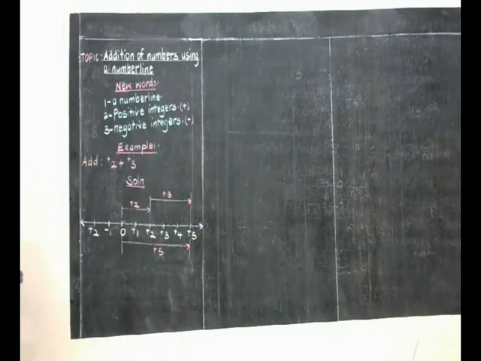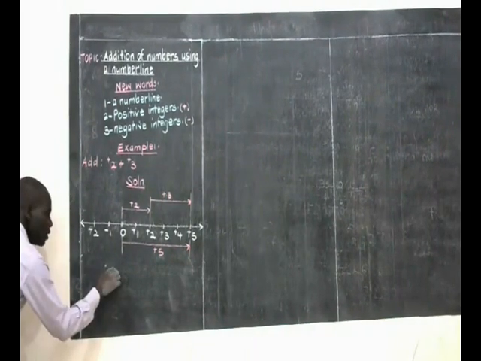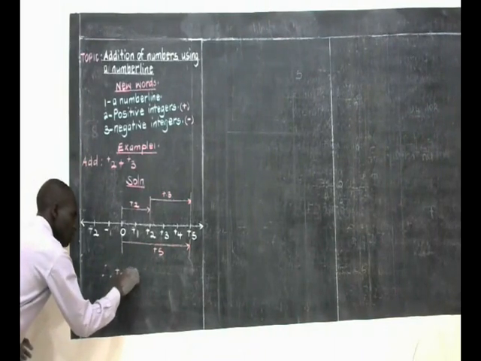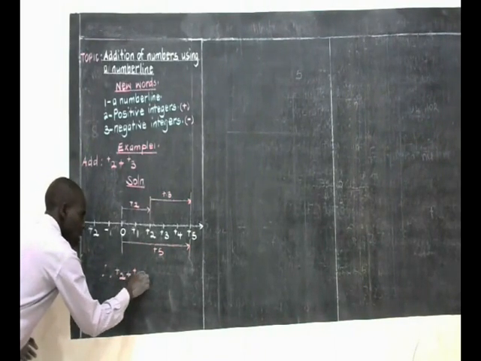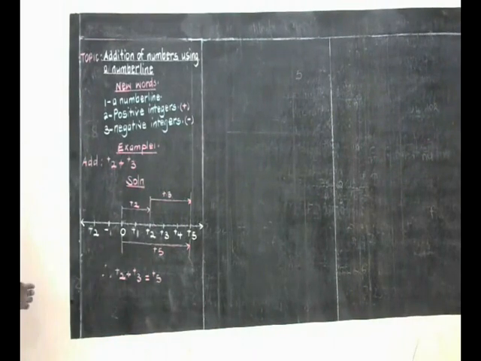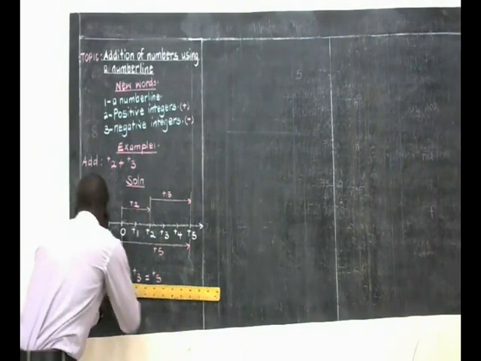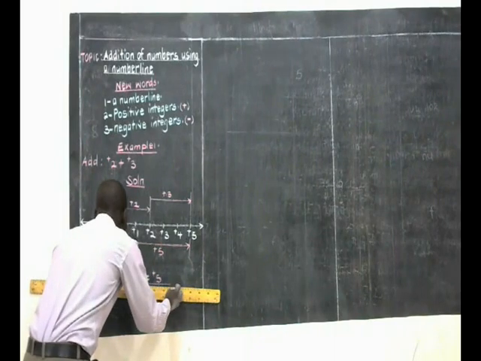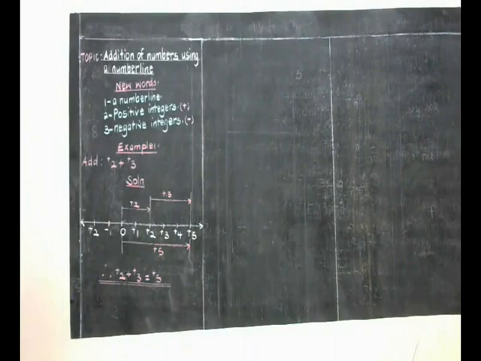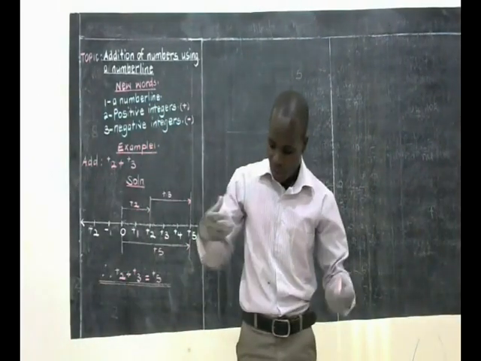Now, how can we make it? We shall say, therefore, the positive 2 plus positive 3 gives us a total of positive 5. That is what the answer is. Let's underline it, and you underline your answer correctly, like that, and move it to lines. That is our first example. Let's look at the second example, and we also see what we shall get.